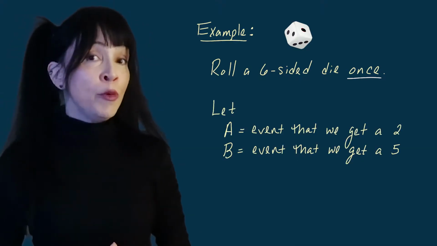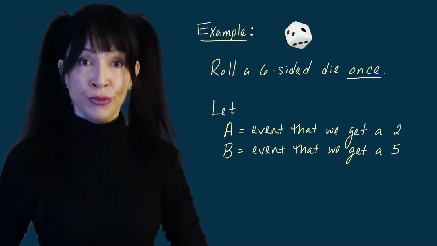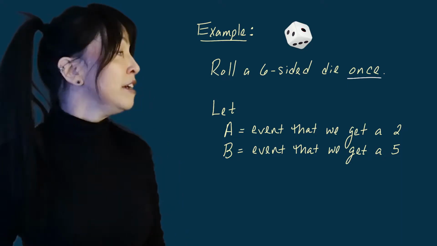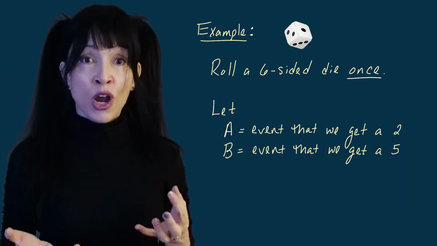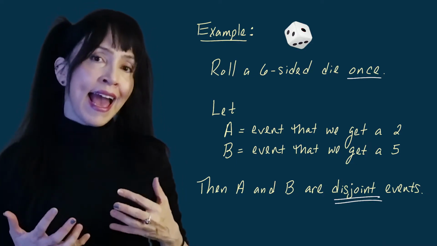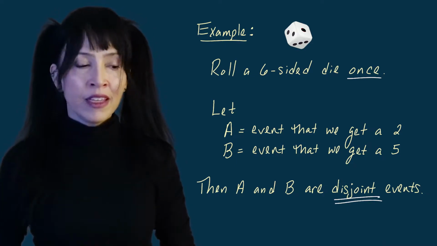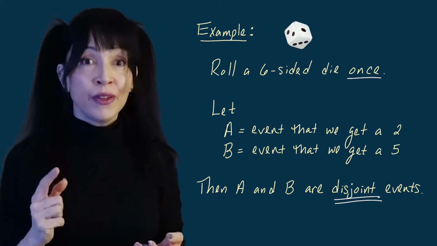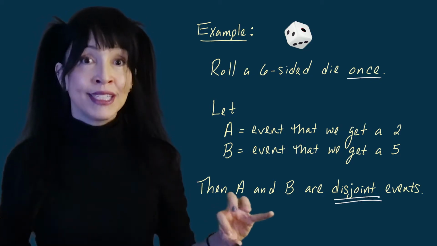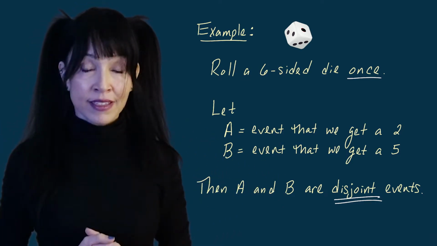I'm going to let A be the event that the outcome is a 2, and I'm going to let B be the event that the outcome is a 5. So these events are disjoint, meaning they can't happen at the same time. You can't get a 2 and also get a 5. You only get one of those outcomes. So they're separate, disjoint events.